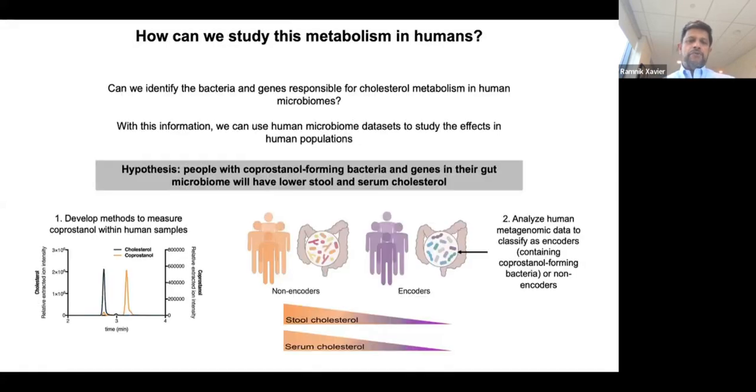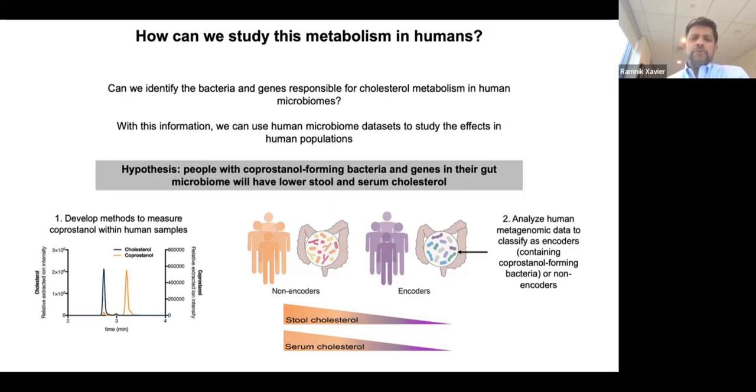And I'll go through what he did. So he first came up with an assay to be able to take a stool sample and measure how much cholesterol and coprostanol is in the stool sample. So you can see that. And then by looking at a large population structure that included individuals from the Framingham Heart Study, from individuals born in the Netherlands and also in China, he was able to look at this metagenomic data that I told you about to try to identify what we call encoders or enzymes that can convert cholesterol to coprostanol and those who didn't have this enzyme activity.